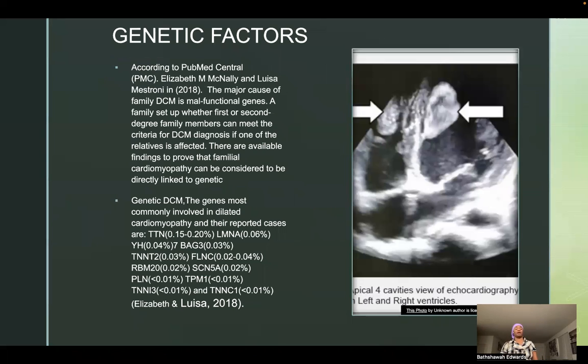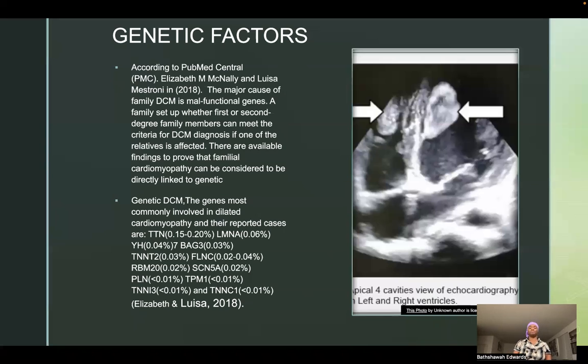Here are some of the genetic factors. According to MedPub, Central PMC, Elizabeth McNally and Lewis in 2018, the major cause of familial DCM is malfunctioning genes. A family setup where first or second degree family members can meet the criteria of DCM diagnosis, and one of the relatives is affected. These are available findings to prove that familial cardiomyopathy can be considered to be directly linked to genetics.